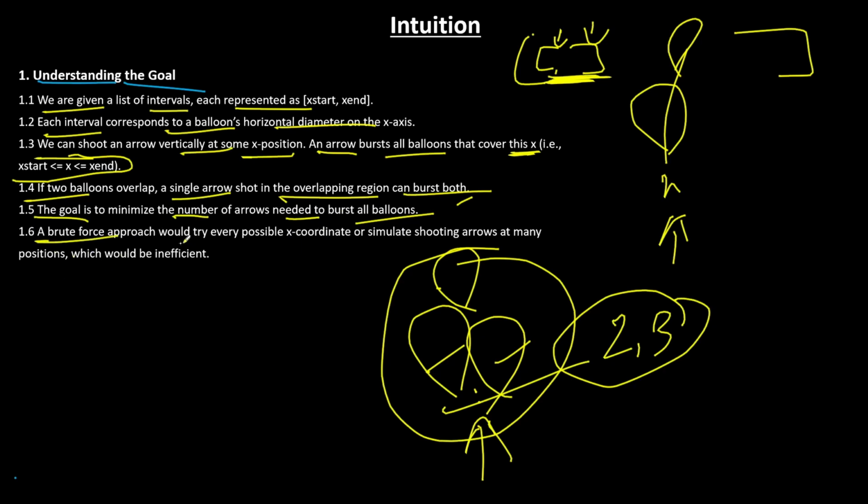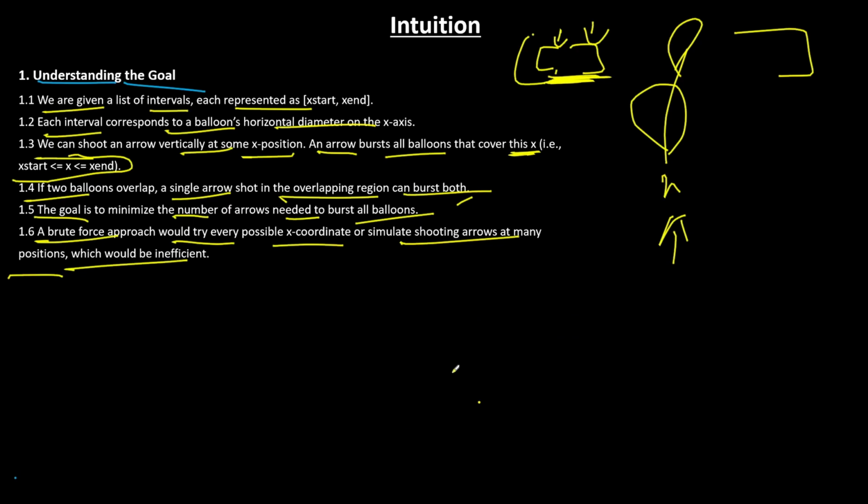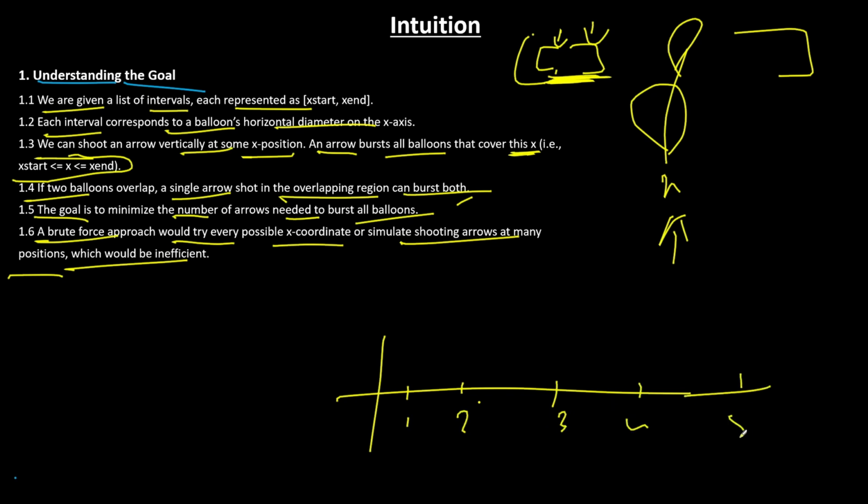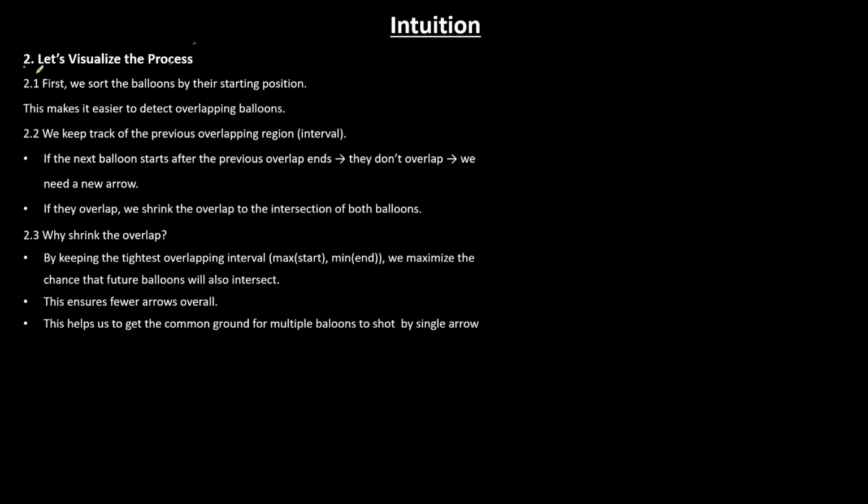And the brute force approach would be to try every possible x coordinate or simulate shooting arrows at many positions, which would be inefficient. Basically, in layman's terms, if there are multiple balloons, we will try sorting for each number. Suppose there are 1 2 3 4 5, so for each range x value we will try the arrows, right? And we will try to see in which particular range the number of arrows required is less, right? So this will be a very inefficient solution, right? So let's look for the efficient one. Now let's visualize the process.